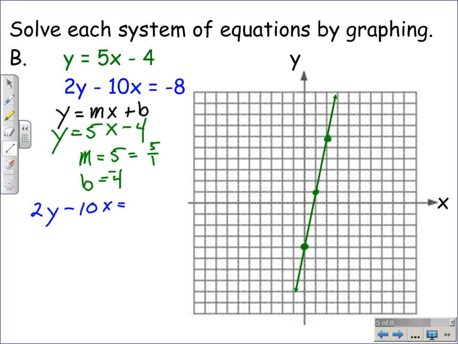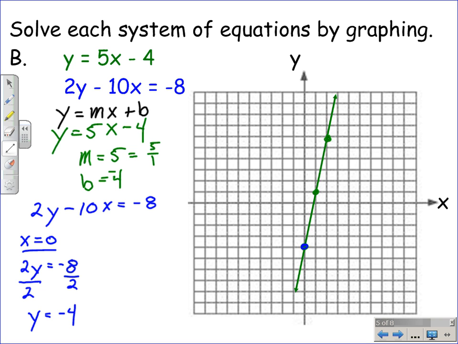easy to use the 0, 0 method, or finding the x and the y intercepts. To find the x and the y intercepts, we choose x to be equal to 0, which will help us find the y-intercept. So we substitute 0 in for x. When we substitute 0 in for x, this minus 10x goes away and leaves us with 2y is equal to negative 8. And we solve that equation for y by dividing each side by 2. And that leaves us y is equal to negative 4.